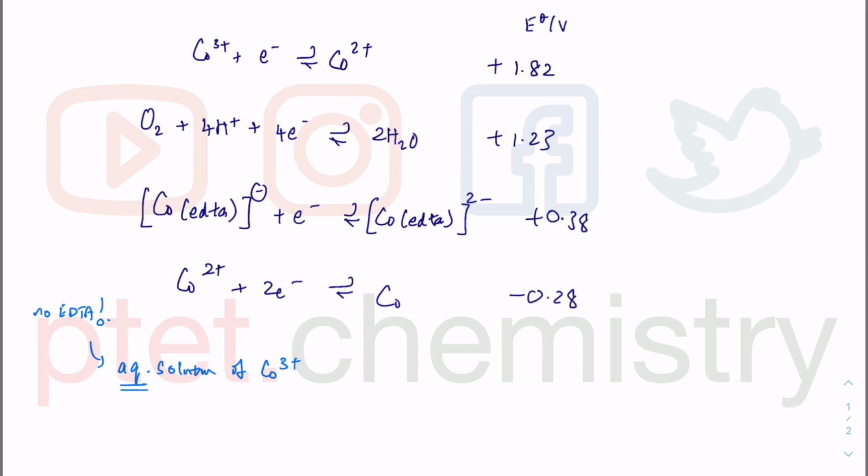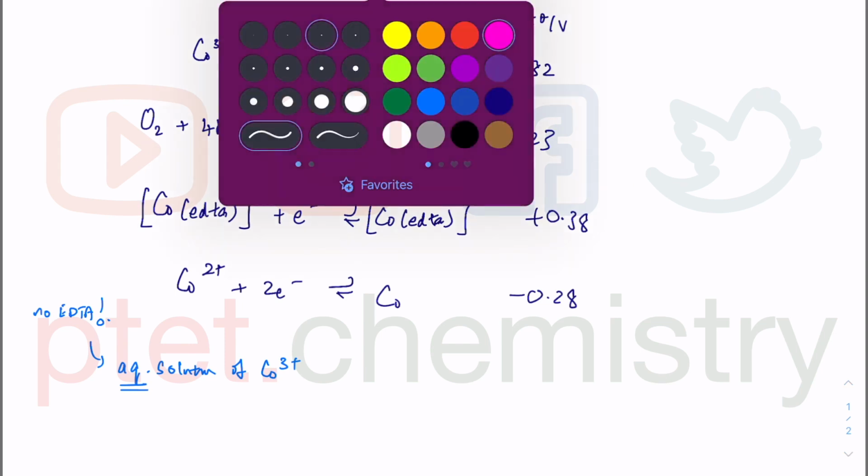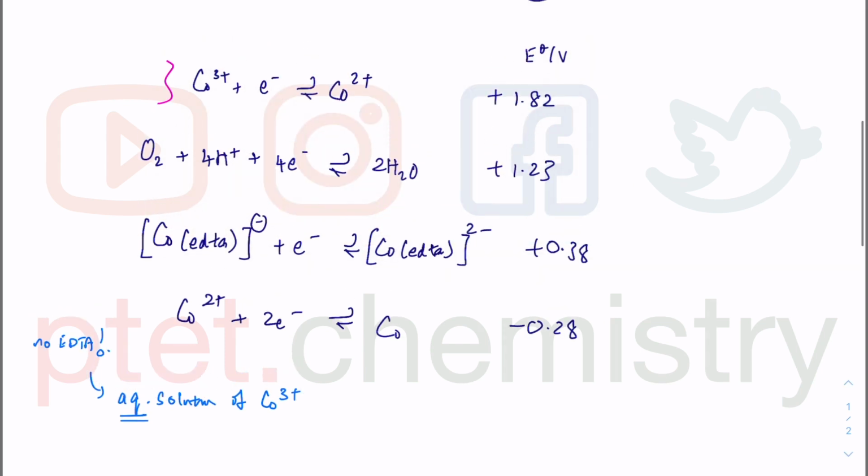So this is cobalt 3 plus. I'm going to start off by looking at the cobalt 3 plus to cobalt 2 plus. This is actually referring to aqueous. That means without any EDTA, it's just water as a ligand. And I'm going to look at this where this is oxygen going to water there.